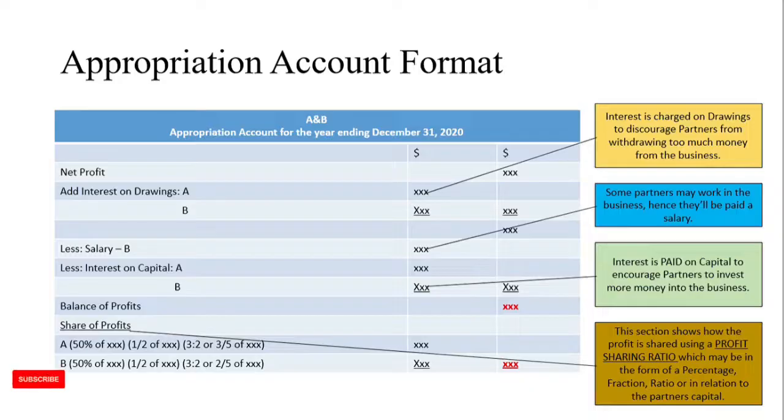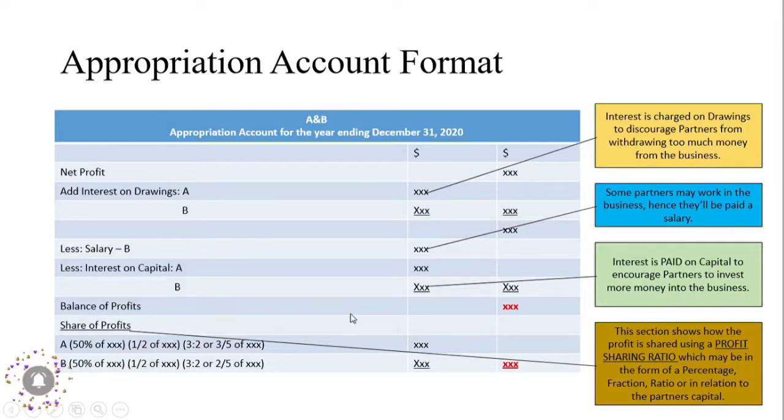So then they can give you the profit sharing ratio as a percentage, so it will be 50% of the balance of profit figure. They can give it to you as a fraction, right? So it would be like, say for example, half of whatever the balance of profits figure is right here, and they can give it to you as a ratio. So they can say 3 to 2, right, which would mean 3/5 of this balance of profit figure here, right?